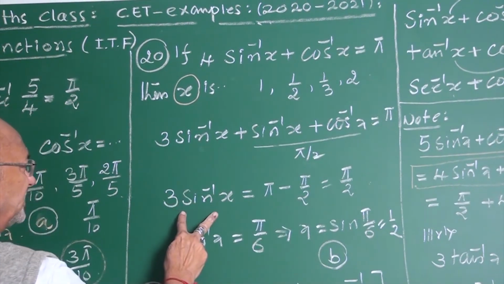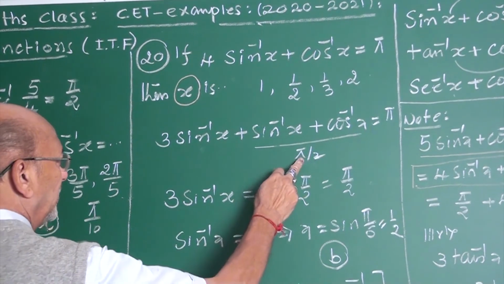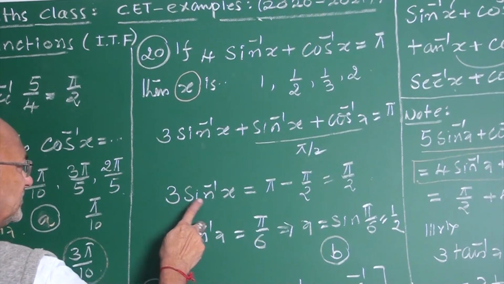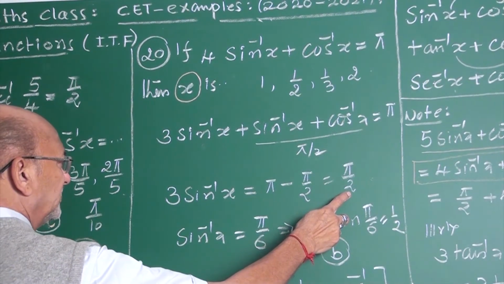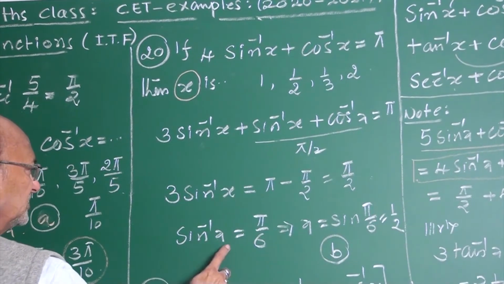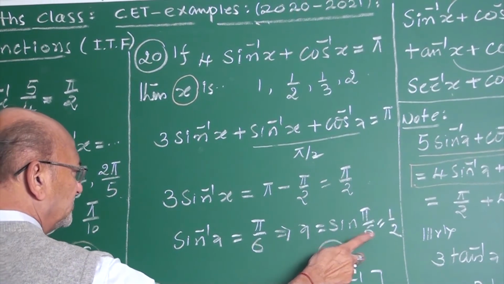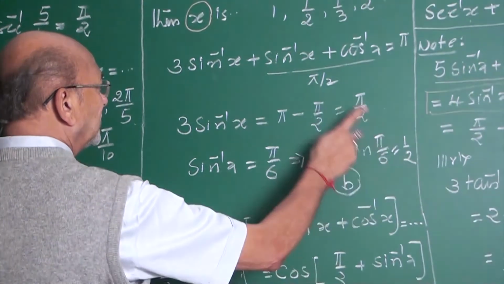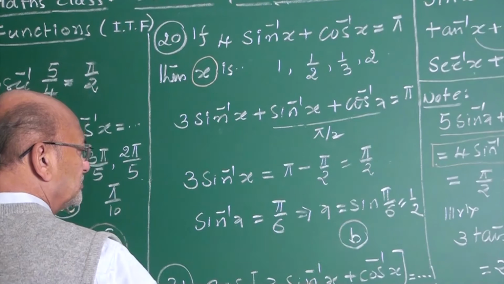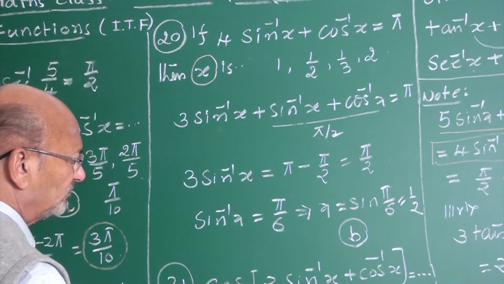This pi by 2 shift to the RHS. So, 3 sin inverse x is pi minus pi by 2. Simplifying, taking 3 to this side, pi by 2 into 3 is 6. So x is sin 30. What is sin 30? 1 by 2. Which option, my friend? Option B. So I will explain once again.